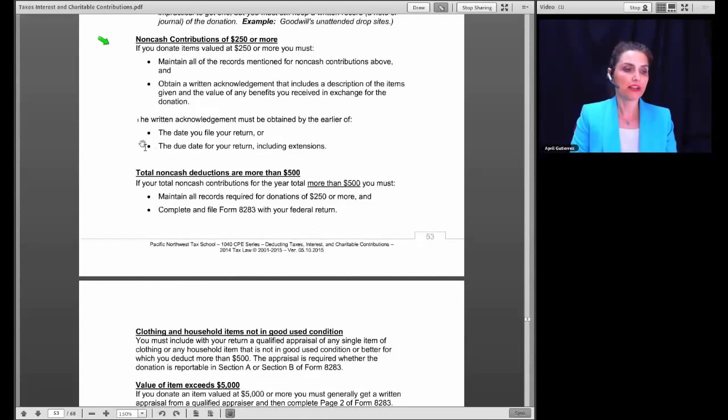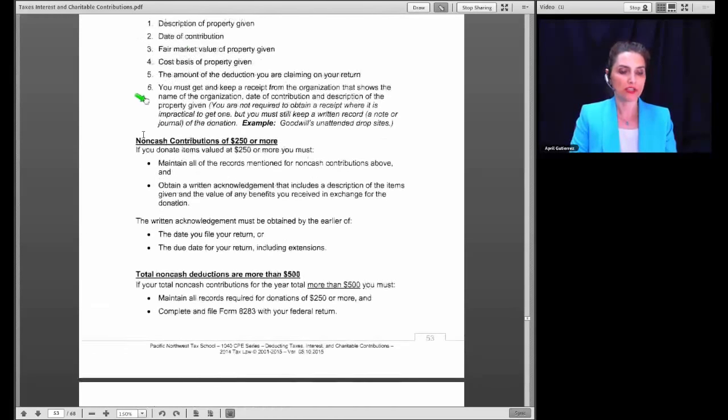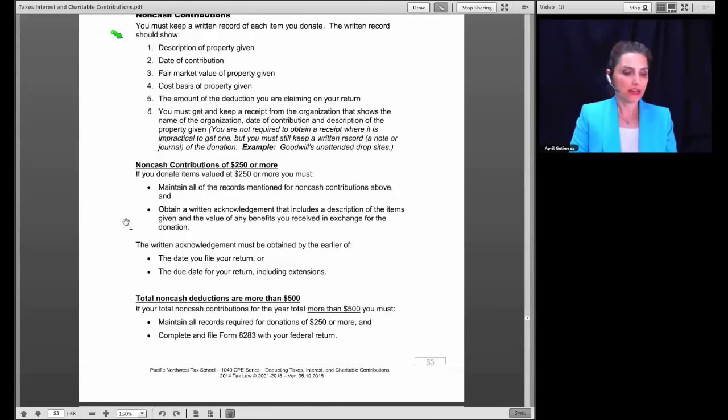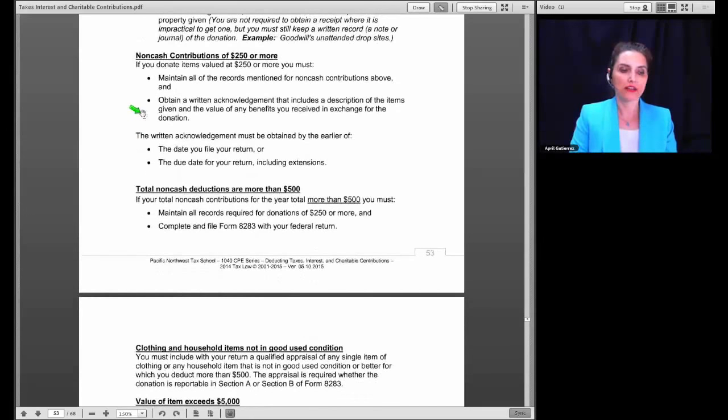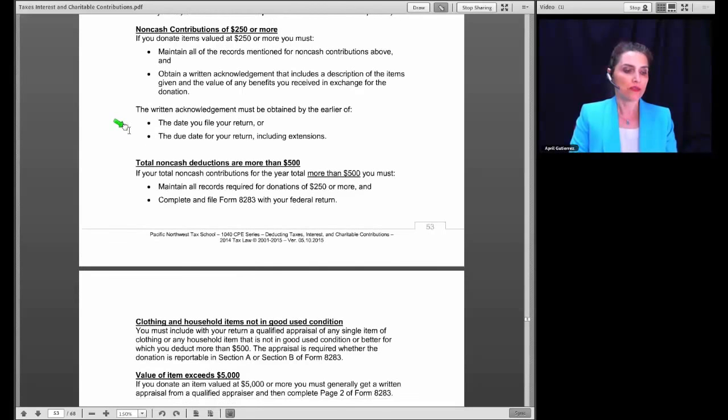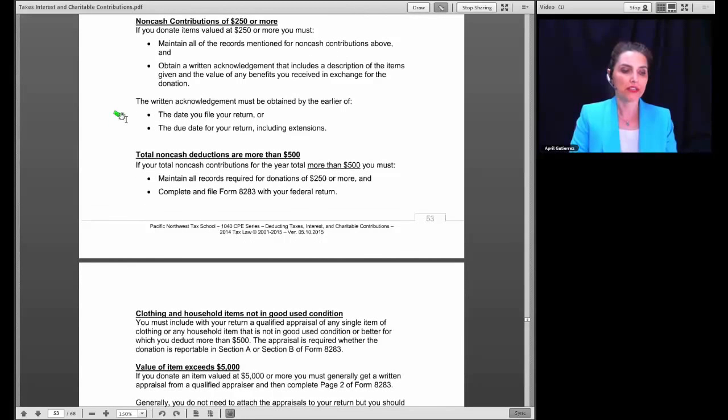Now, if you make a non-cash contribution of $250 or more, you must maintain all of the records mentioned for non-cash contributions right here. But in addition, you must also obtain a written acknowledgement that includes a description of the item given and the value of any benefit you received in exchange for the donation. The written acknowledgement must be obtained by the earlier of the date you file the return or the due date of your return, including extensions.